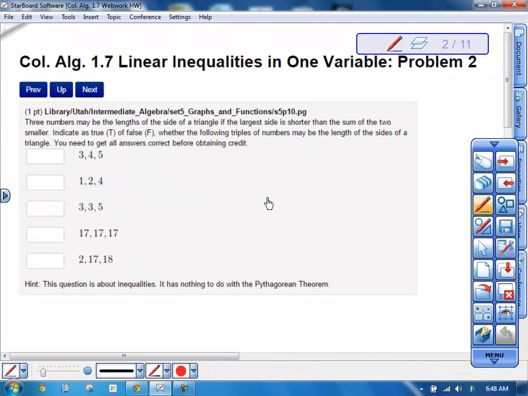Okay, next question is about whether or not these could be sides of a triangle. If you remember this from geometry, in order for these to be sides of a triangle, any two sides have to always add to be bigger than the third. So this one would be true. This one's false right here because 1 and 2 add to 3, which isn't bigger than 4. This one's true. This is true. And this one's true as well. 2 plus 17 is bigger than 18. 18 plus 17 is bigger than 2. And 18 plus 2 is bigger than 17. So every two sides always has to be bigger than the third. Then it could be the sides of a triangle. And it's got nothing to do with the Pythagorean theorem because the Pythagorean theorem has to do with right triangles.